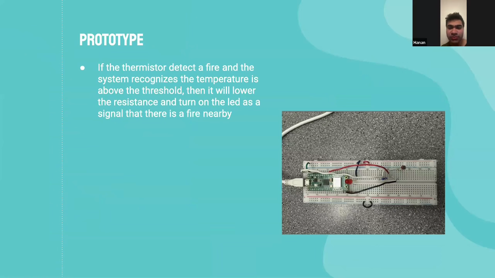So this is a small photo of our prototype. You can see that here the thermoresistor is connected with the resistor, which is then connected to the Raspberry Pi. We also have an LED installed in the circuit. So what happens is if we bring anything near to this resistor, which has flame and heat, the resistance drops, which in turn turns on our LED signal and indicates that a fire has been detected.